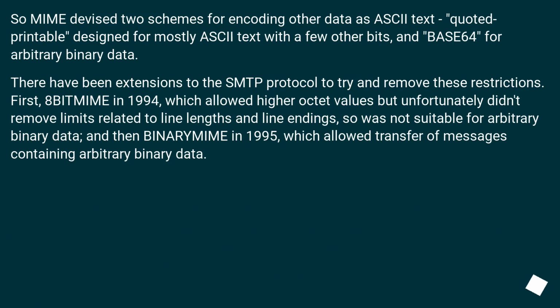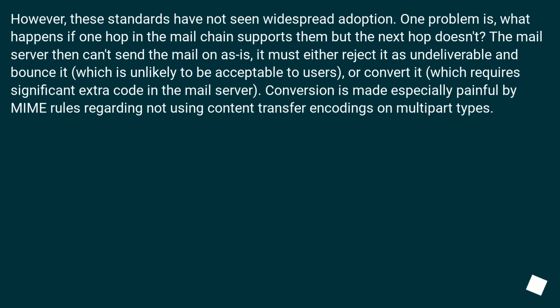There have been extensions to the SMTP protocol to try and remove these restrictions. First, 8-bit MIME in 1994, which allowed higher octet values, but unfortunately didn't remove limits related to line lengths and line endings, so was not suitable for arbitrary binary data, and then binary MIME in 1995, which allowed transfer of messages containing arbitrary binary data. However, these standards have not seen widespread adoption.